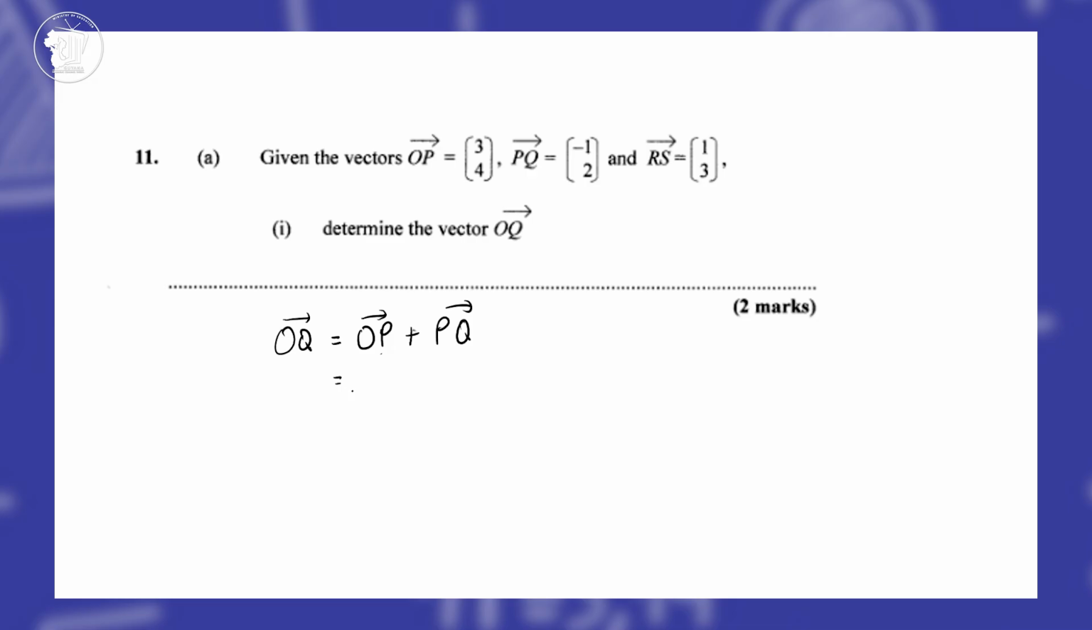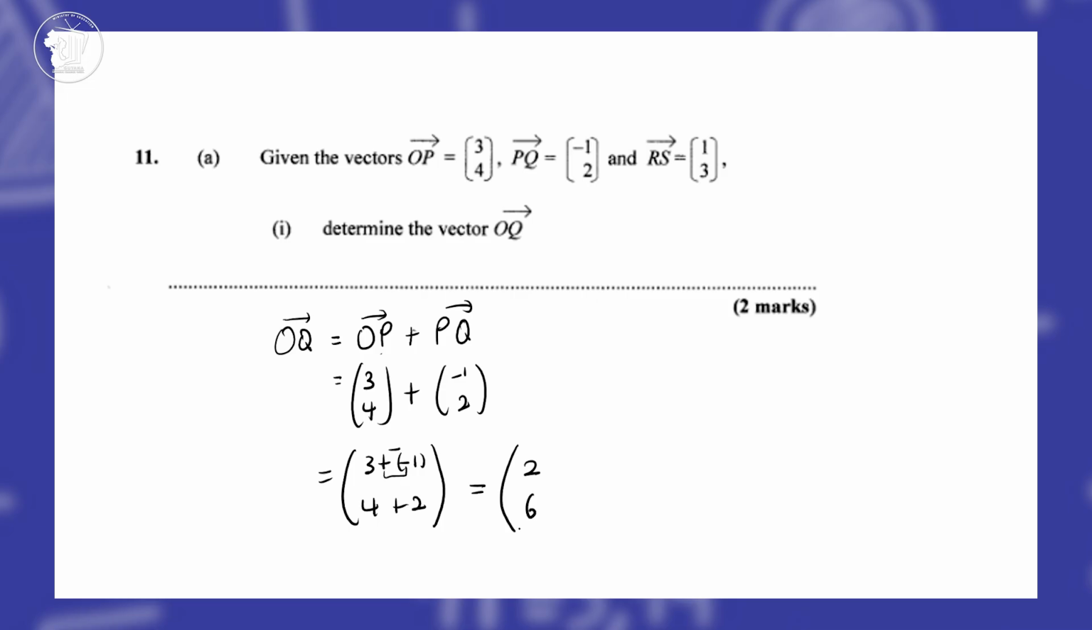So all we do, we replace the things that we know. We know OP would be the same as 3, 4 plus PQ would be the same as negative 1, 2. So this will simply be 3 plus negative 1 and 4 plus 2. Hence 3 plus negative 1 will simply break down to 3 minus 1, which will be 2. And 4 plus 2 would be 6. So the vector OQ is equal to 2, 6.